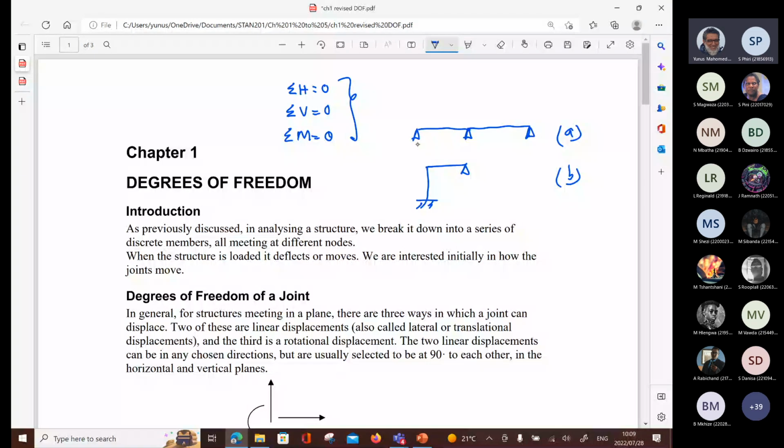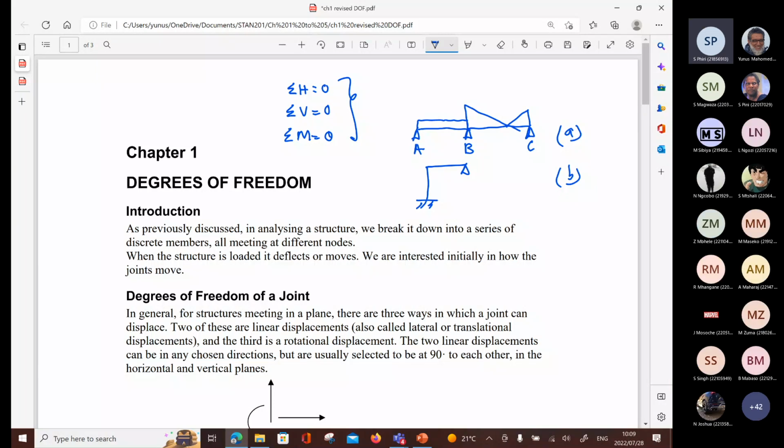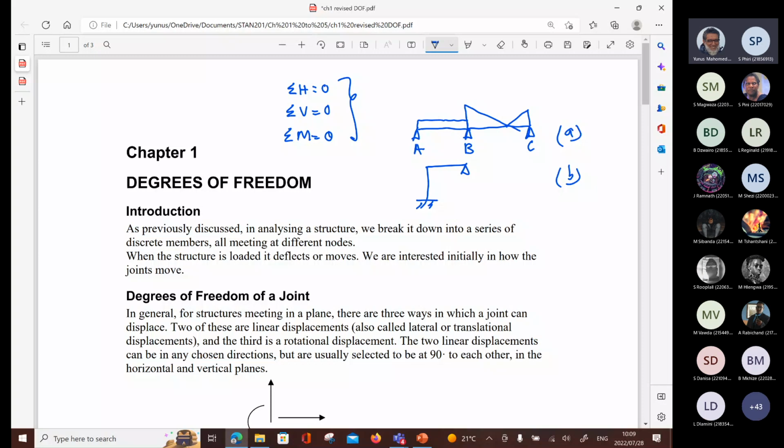So let's go to this first one. There's a beam which has pin supports at A, B, and C. It has a particular load from A to B and maybe a different load from B to C. So can you solve that, for a given loading and a given span?